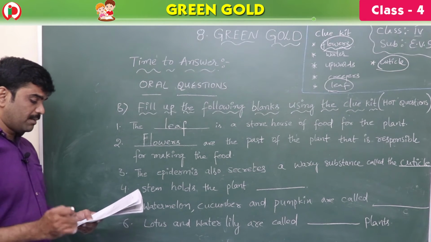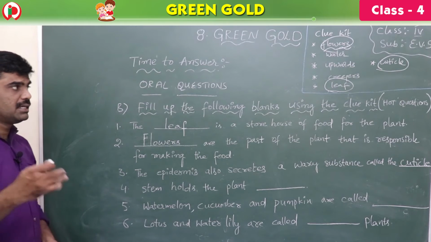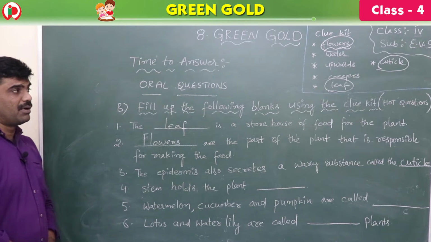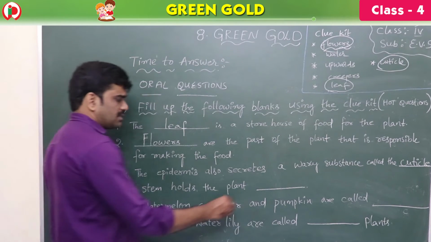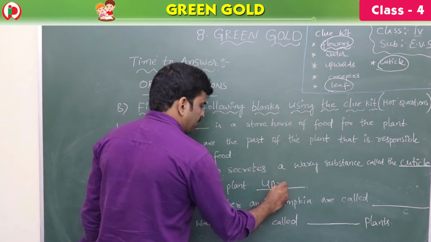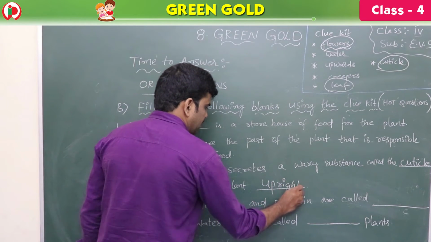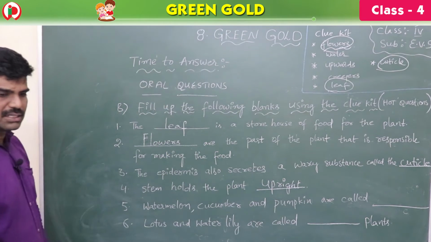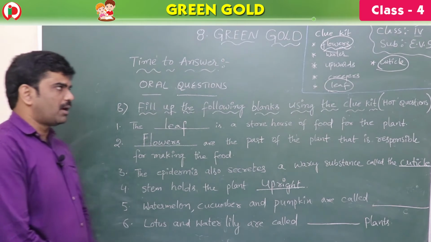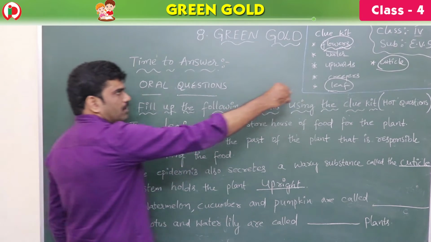Fourth one, the stem holds the plant upright or upwards. What is the answer? Upright. Okay, upright is the answer. The stem holds the plant upright. So this is also over.